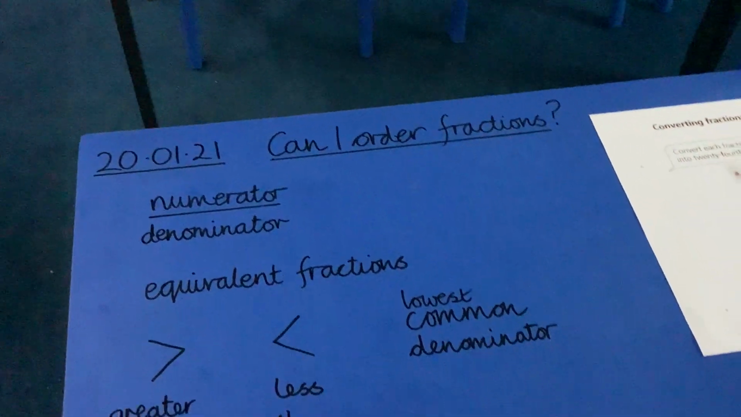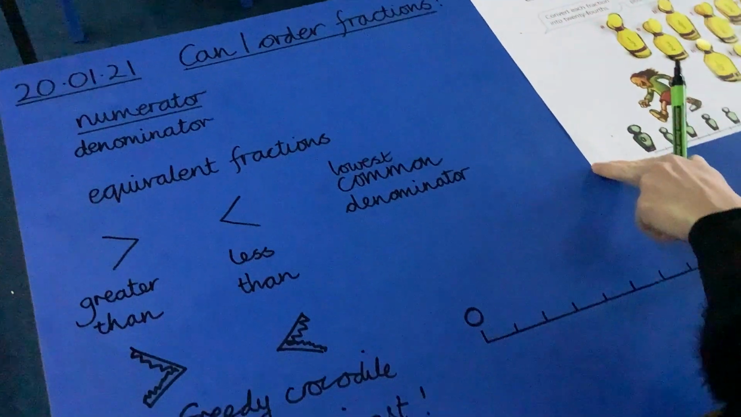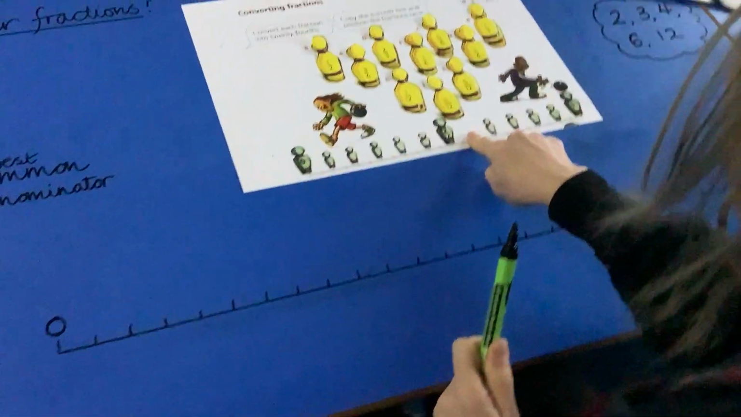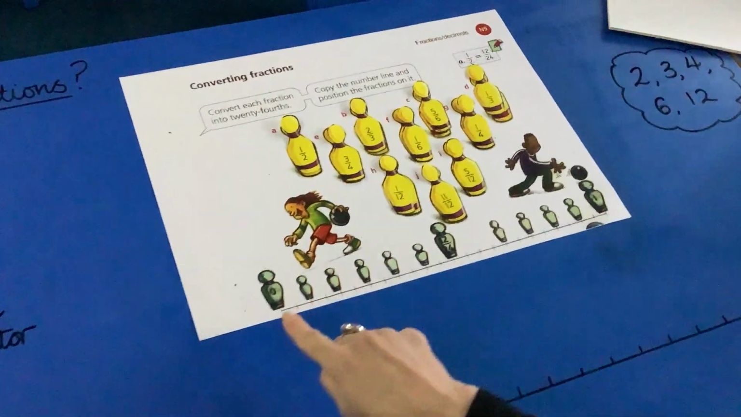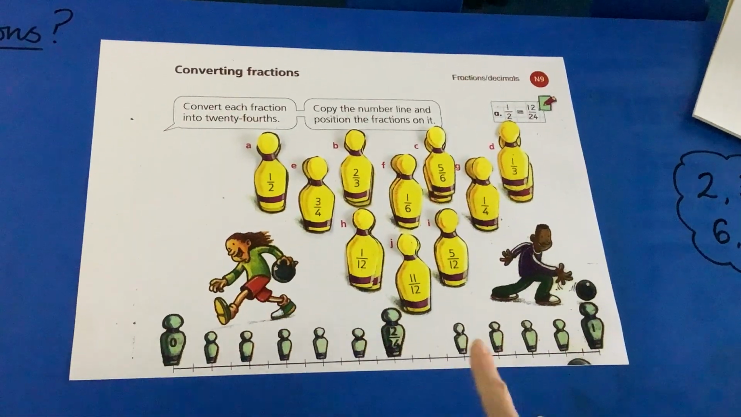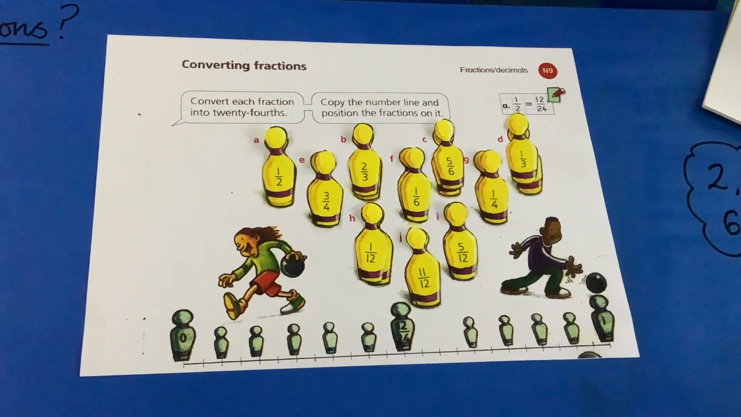So, we get the wonderful Mrs. Stubbs to hover over this. You will need to pause the video on this activity, because this is the activity I'd like you to do. You have got a number line, and I would like you to order these fractions onto the number line.